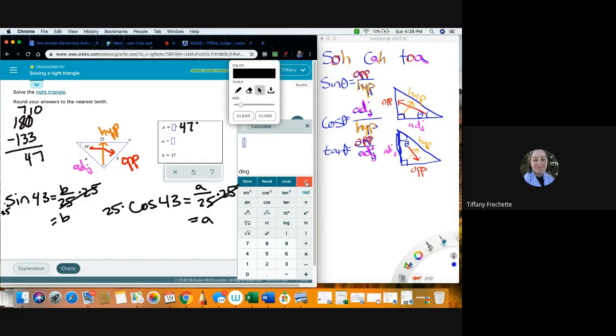So let's see, we have 25 times cosine of 43 equals, all right, so we round to the tenth. So 2 is the tenth mark. I have to look at the one right after it. 8 is 5 or bigger. So this is going to round to 18.3 because we'll round up 1. And then we want to type our 47 in.